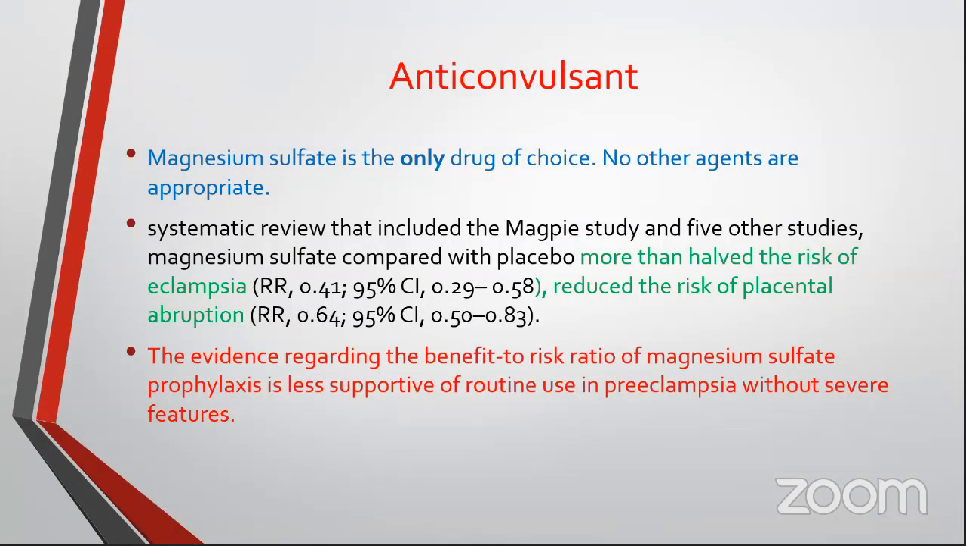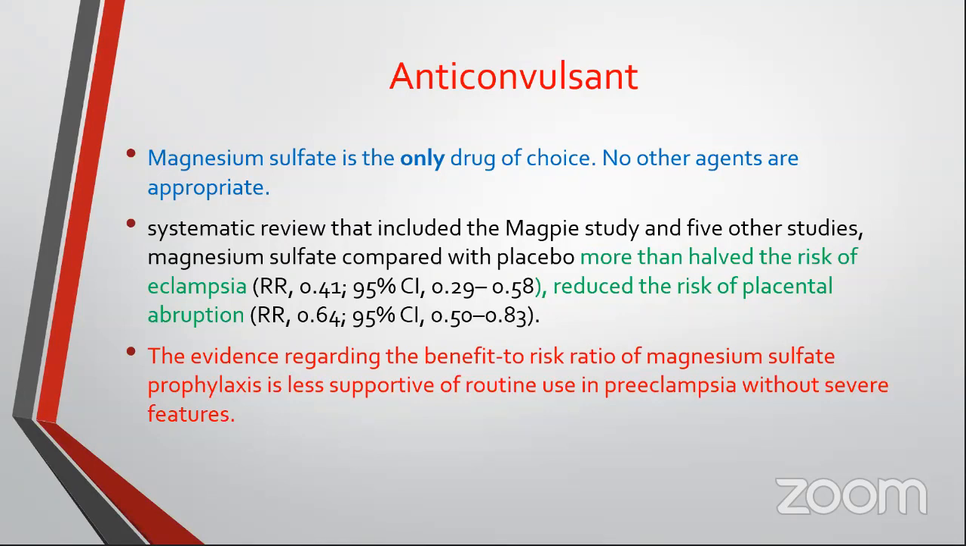Anticonvulsant: magnesium sulfate is the only drug of choice. No other agents are appropriate. The evidence regarding the benefit to risk ratio of magnesium sulfate prophylaxis is less supportive for routine use in preeclampsia without severe features. What is the meaning of this?